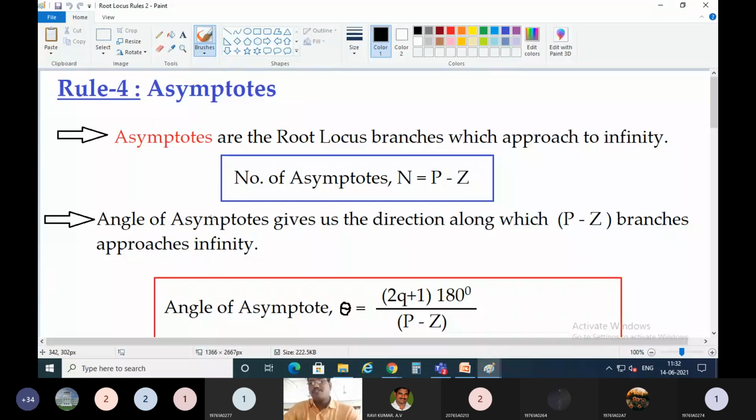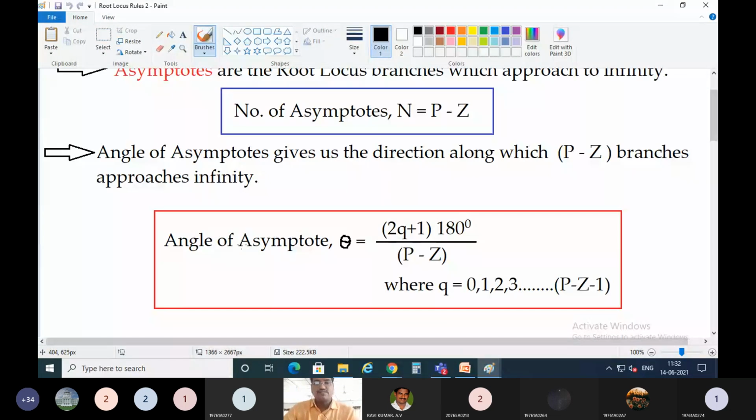In which direction the root locus branches approach infinity is given by the angle of asymptotes. That is an odd multiple of 180 degrees over p minus z: (2q plus 1) times 180 degrees divided by p minus z, where q equals 0, 1, 2, 3 and so on, up to p minus z minus 1. This is the way you can find the angle of asymptote. The angle of asymptote gives the direction along which the root locus branches approach infinity. That is rule number 4.